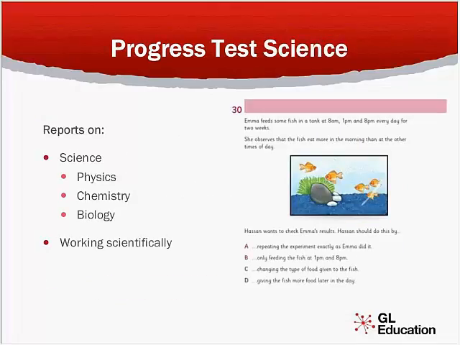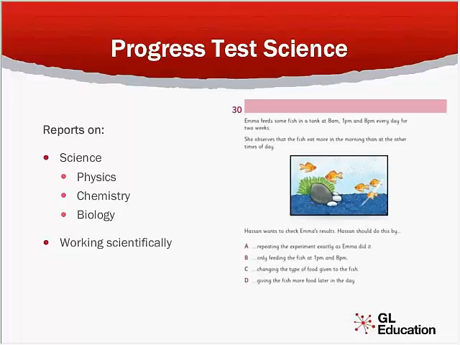And the final progress test is progress test science, which reports on physics, chemistry, biology, and also working scientifically. And these progress tests are primarily used in digital format by international schools, but they are also available in paper format as well, and they are marked using an online marking tool within the school.